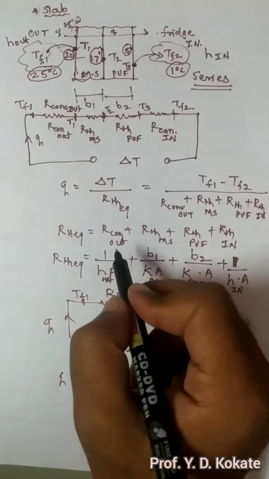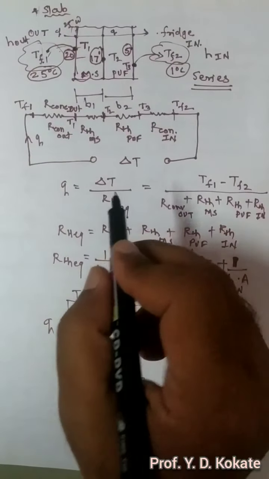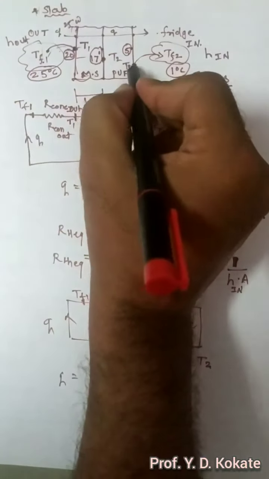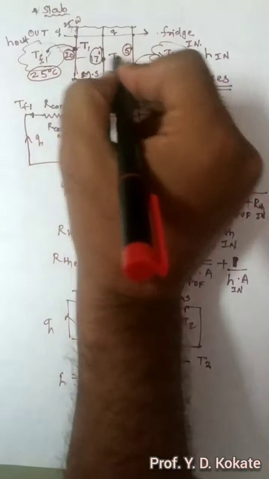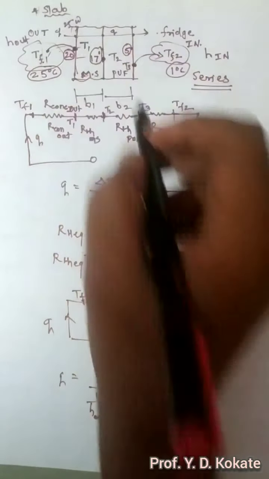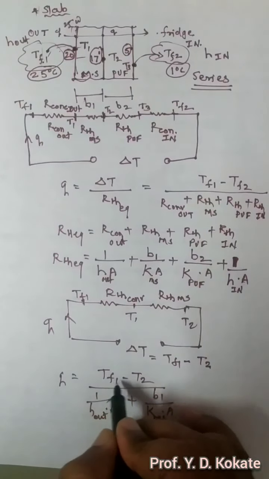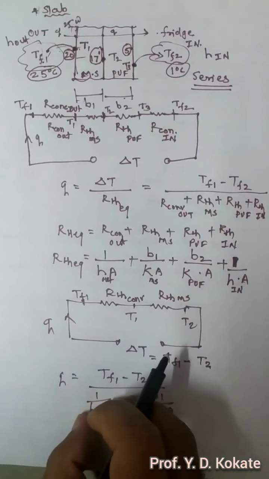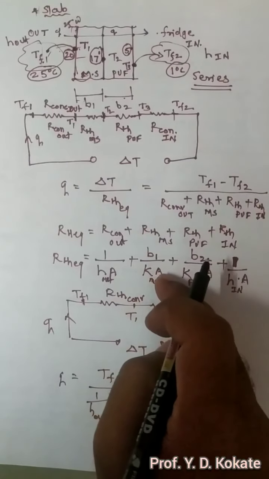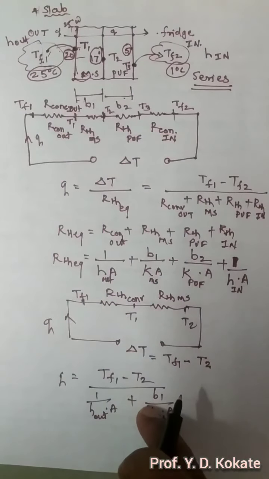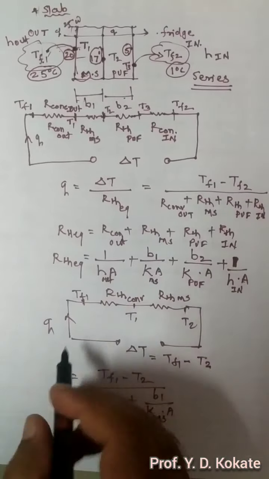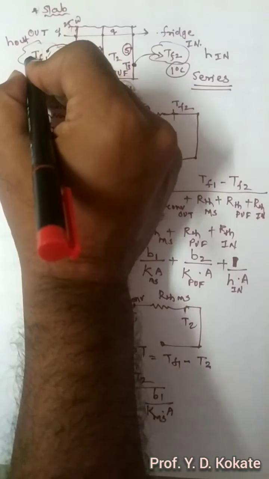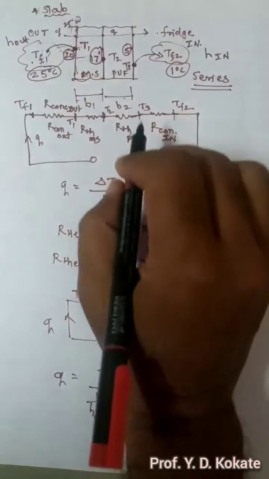Okay, in the examination, first you have to find out which temperatures are given. You require at least 2 temperatures. If they give only T1 and T3 temperatures, you have to take only 2 resistances for consideration. So this formula becomes T1 minus T3, and in that only 2 resistances are there, which you write as B1 upon K MS A plus B2 upon K puff into A, and solve it and find out the heat transfer. Once you find the heat transfer, then you can find the outer side and inner side fluid temperatures also.